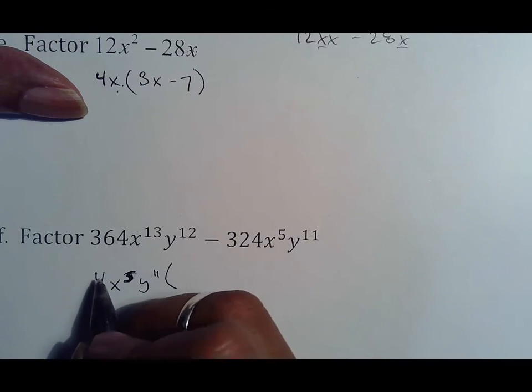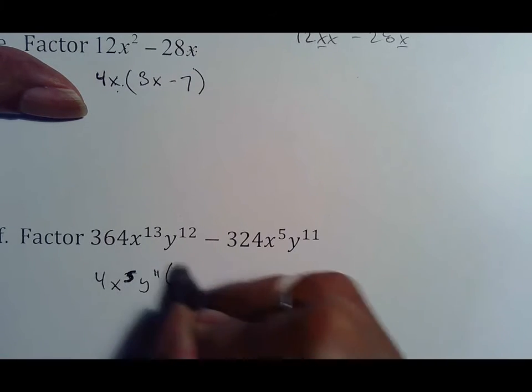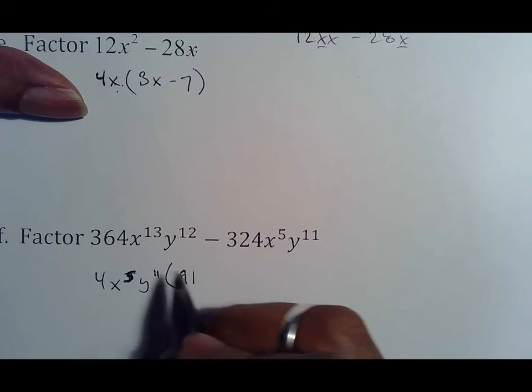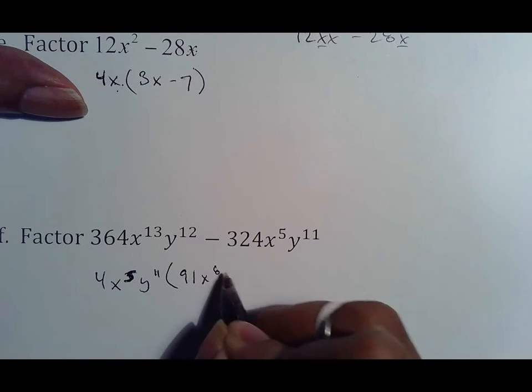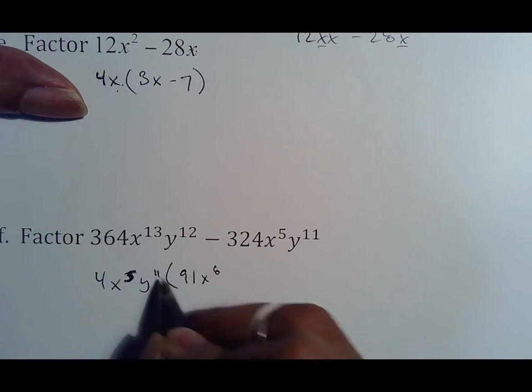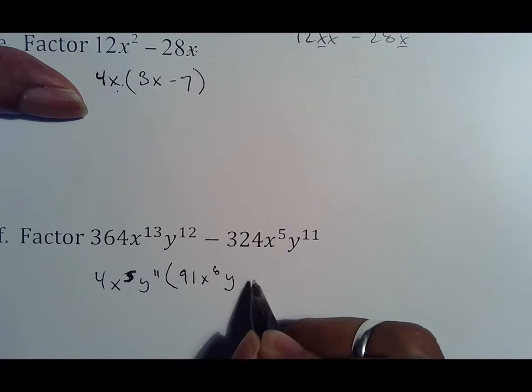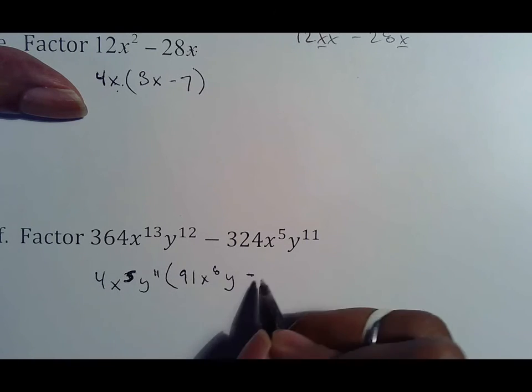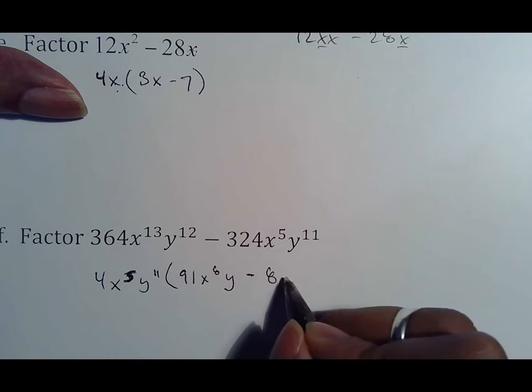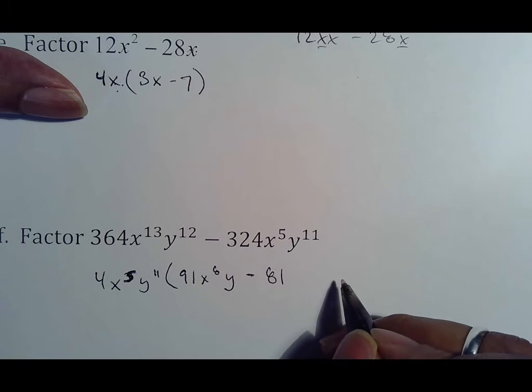364 divided by 4. 4 goes into 36 9 times. 4 goes into 4 once. And subtract. 13 x's. I took off 5. That leaves me with 8. 12 y's. I took off 11. That leaves me with 1. Copy the sign. 324 divided by 4. 4 goes into 32 8 times. 4 goes into 4 once.